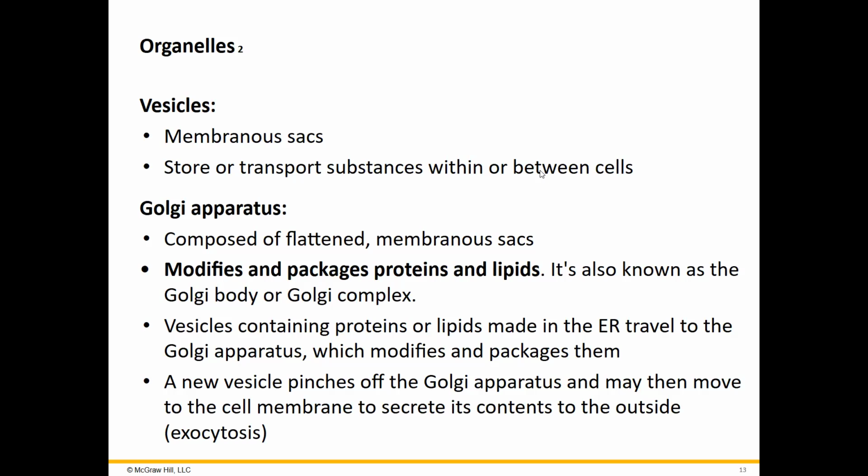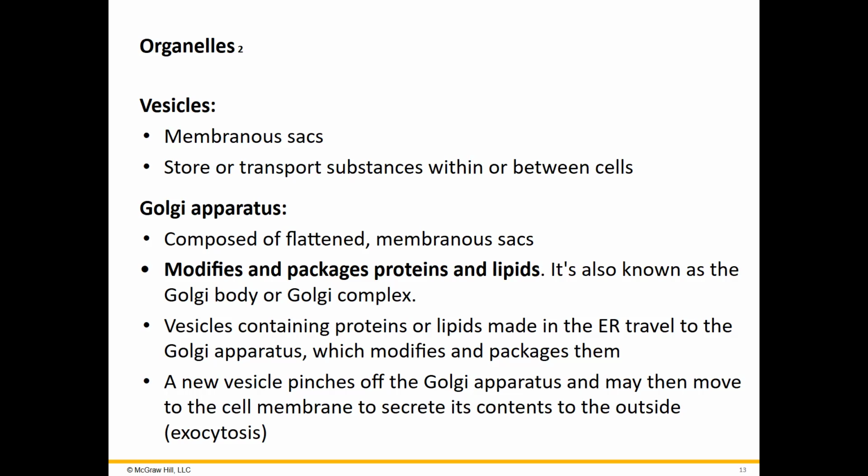Okay, vesicles, they're transport sacs. That's it. When you need to transport something from one organelle to another, it gets put into a membranous sac. Basically, it's a mini cell membrane made up of phospholipids, and it's just a little sac that wraps around the thing that you're transporting, and it travels it to somewhere else.